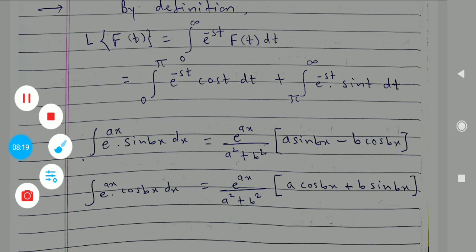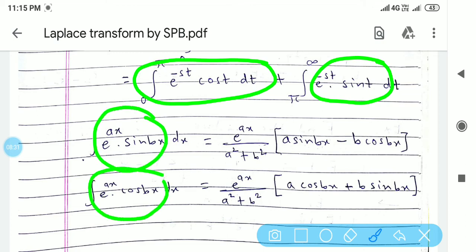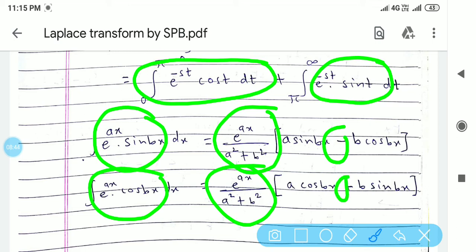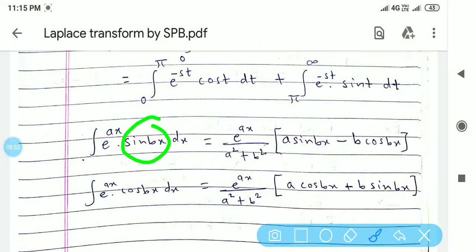Now I have to solve these two integrations. For solving such integrations we have standard formulas, e raised to ax sin bx and e raised to ax cos bx. One similarity: in both these formulas, e raised to ax by a square plus b square is a common term. The confusion is where to use minus and where to use plus. So remember one thing, we know the properties of sine and cos functions. Sine is an odd function, that is sine of minus theta is minus sine theta, and cos is an even function, so cos of minus theta is cos theta.